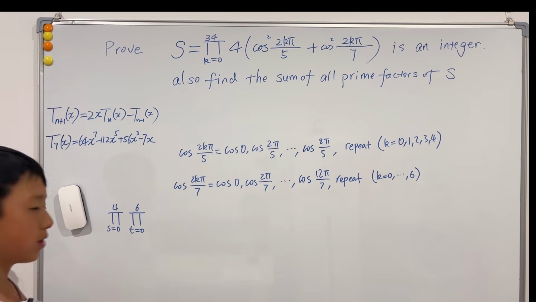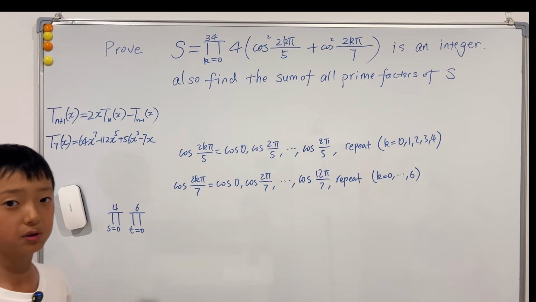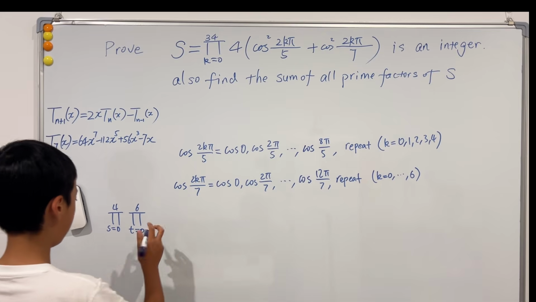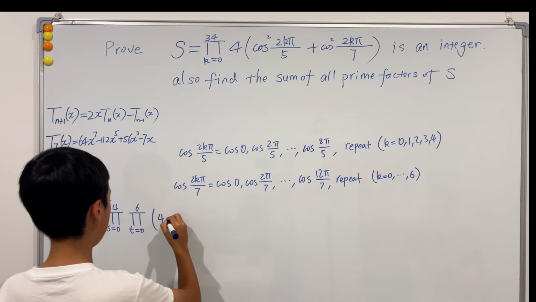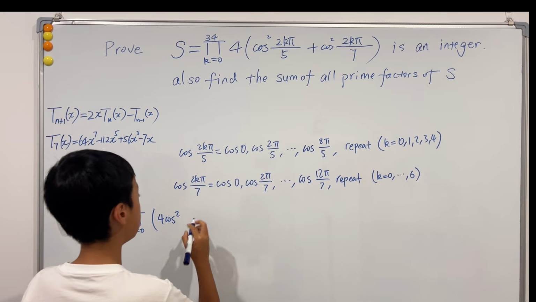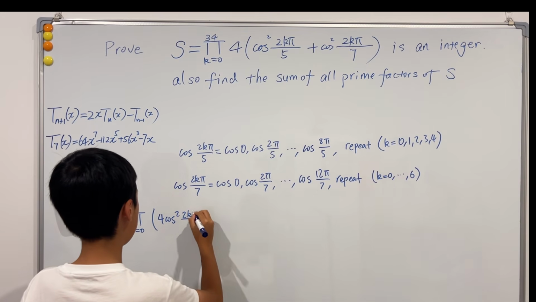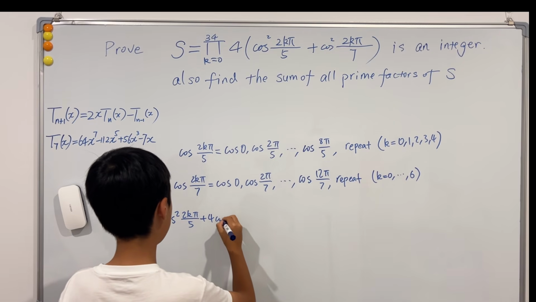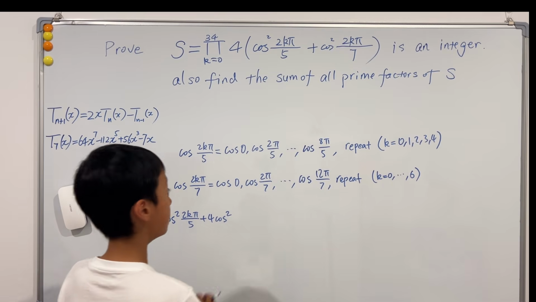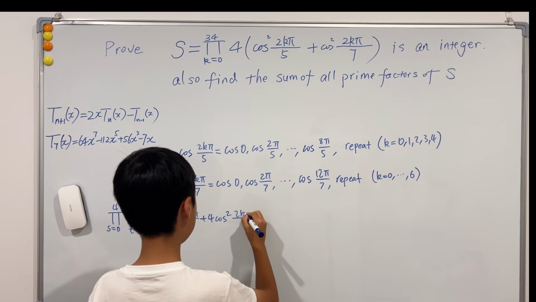And don't be scared that we have this many parameters. I'll make it simpler later in the video. And then on the inside, I will just expand that. So we have 4 cosine squared 2k pi over 5, and we add 4 cosine squared 2k pi over 7.